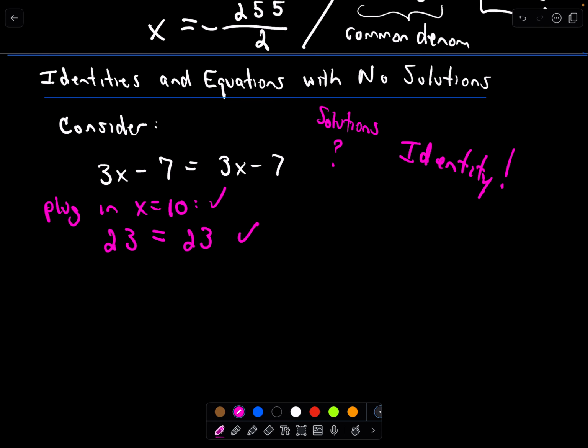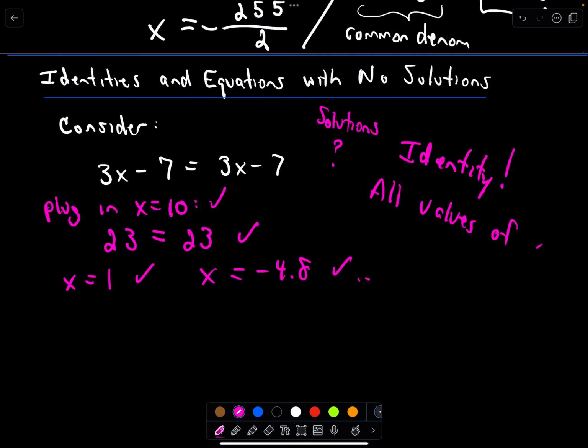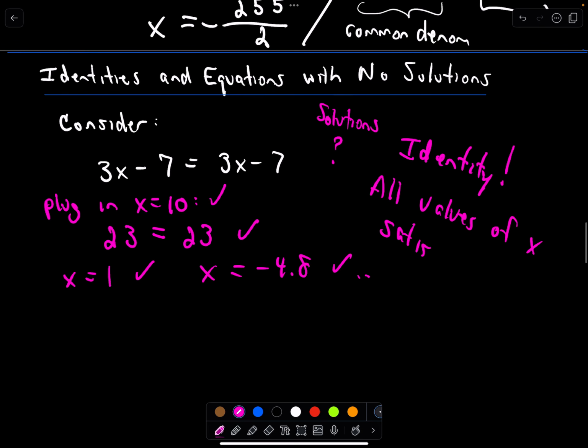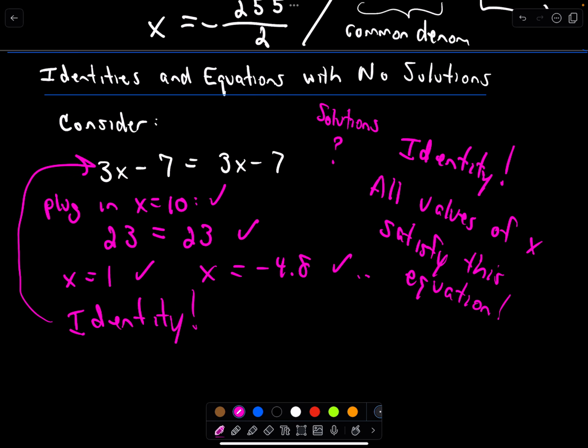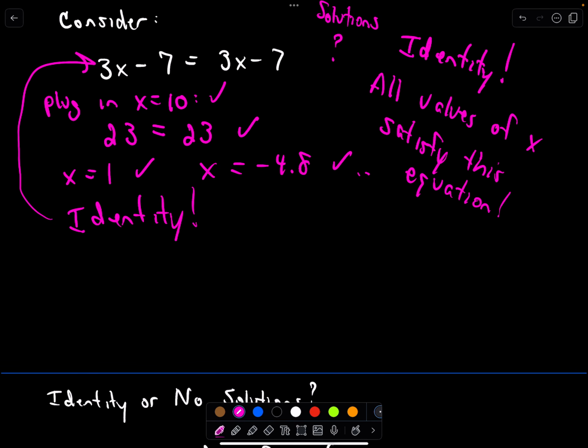But any number you could plug in. You could plug in x equals 1. That would work. You could plug in x equals negative 4.8. That would work. So all values of x satisfy this equation. And when that happens, what we do is we call this equation an identity. So we would say 3x minus 7 equals 3x minus 7 is an identity.